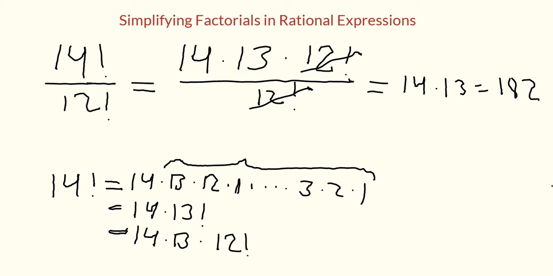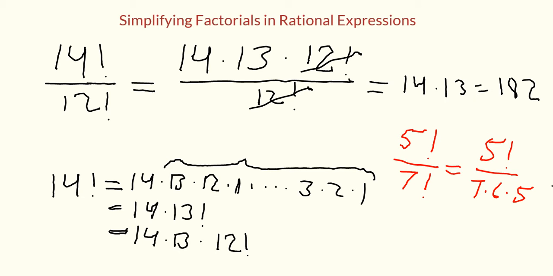If we wanted to try this again with, say, 5 factorial over 7 factorial, we would expand the larger one. So we would have 5 factorial over 7 times 6 times 5 factorial, and we would cut it off there, because that's what we want to get rid of from our expression. So the 5 factorials would cancel out, and we have 1 over 7 times 6, which is 1 over 42.